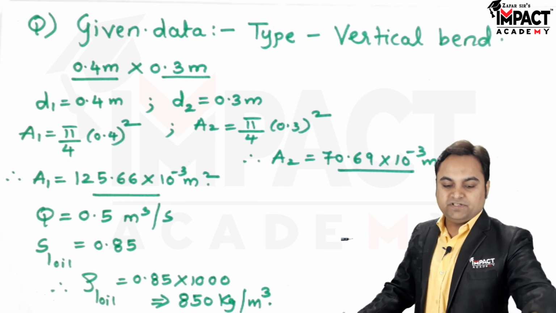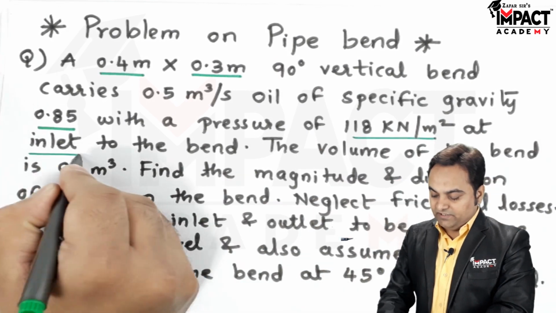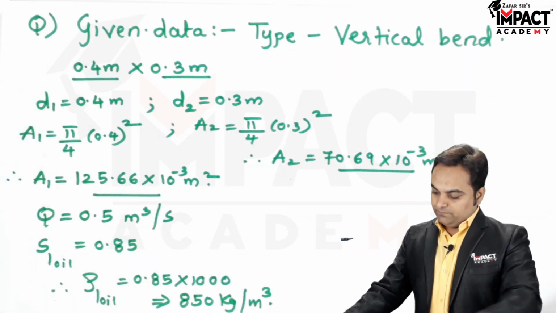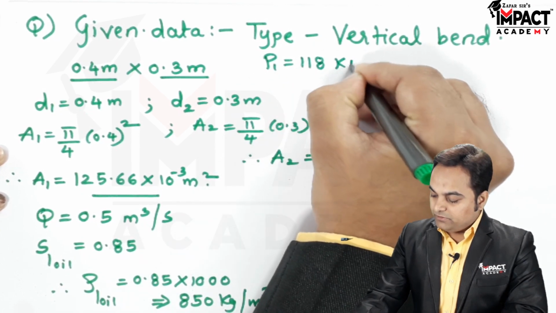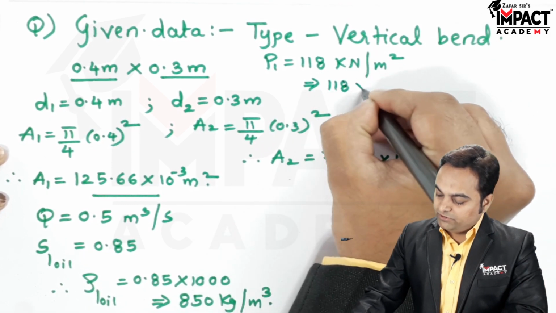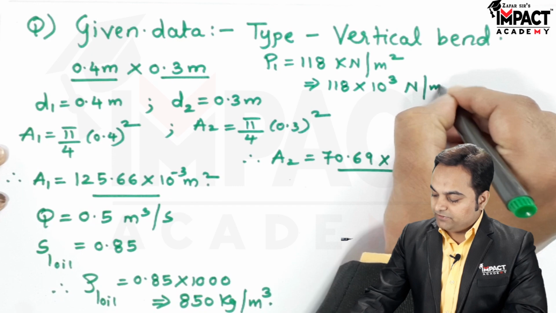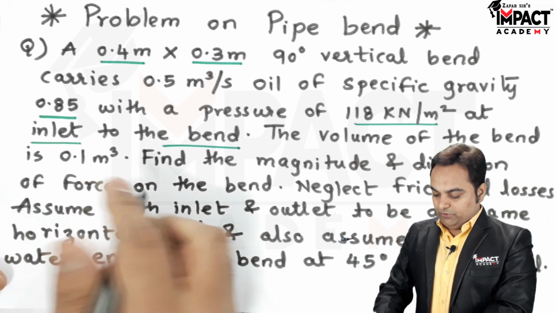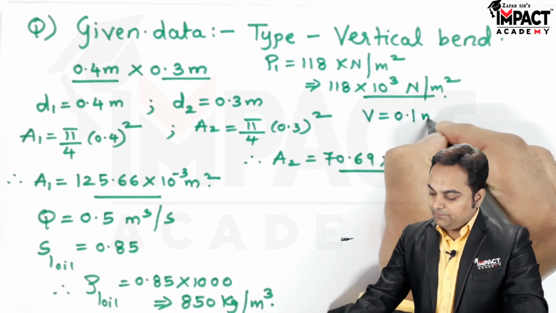Then next it is given with a pressure of 118 kilonewton per meter square at inlet to the bend. So at inlet, since the pressure is given, that would be indicated by P1. So P1 is 118 kilonewton per meter square, and if I convert it into Newton per meter square, multiplying with 1000, that is 10 raised to 3 Newton per meter square. So P1 is given. Then the volume of the bend is 0.1 meter cube. So the volume is given, denoted by V for the bend.